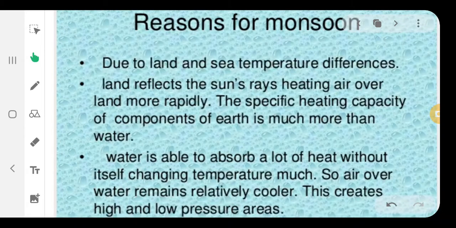Reason for monsoon: due to land and sea temperature differences which we saw earlier. Land reflects the sun rays, heating air over land more rapidly. The specific heating capacity of components of earth is much less than water. So water is able to absorb a lot of heat without itself changing the temperature. So air over water remains relatively cooler. This creates high and low pressure areas, and because of this that monsoon comes.